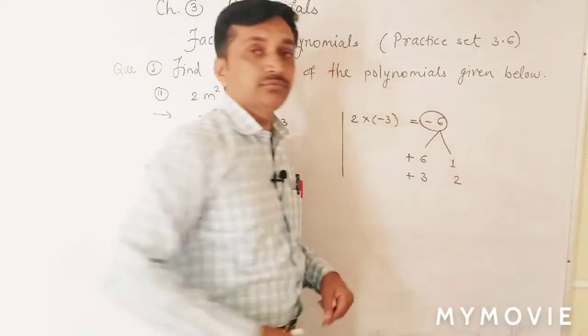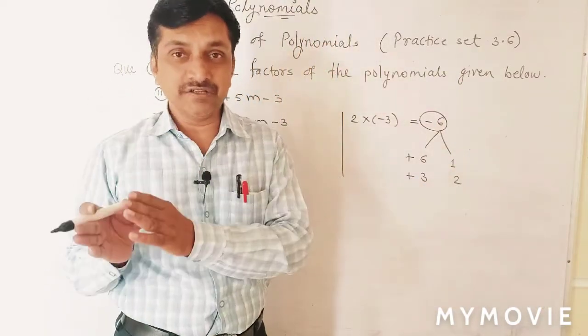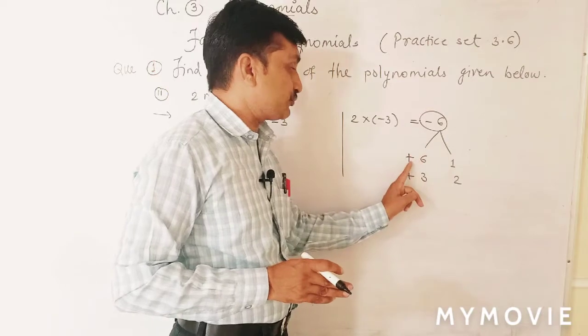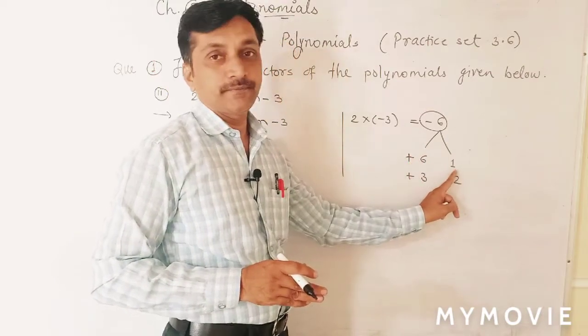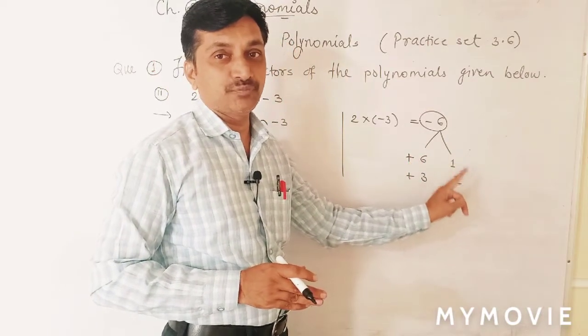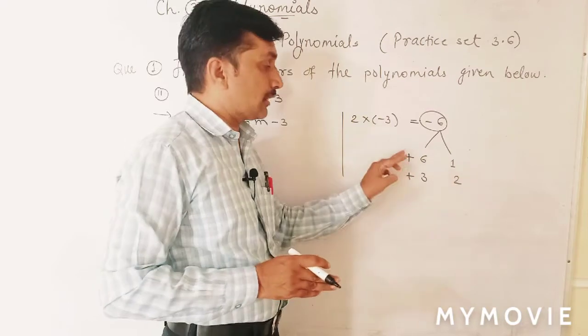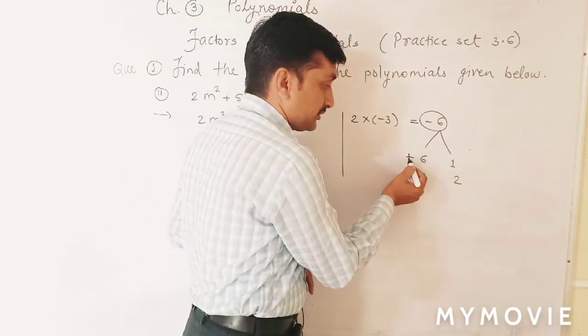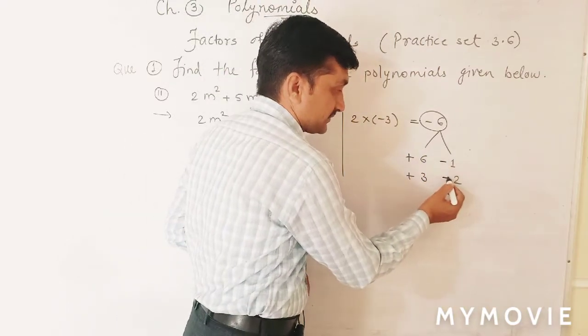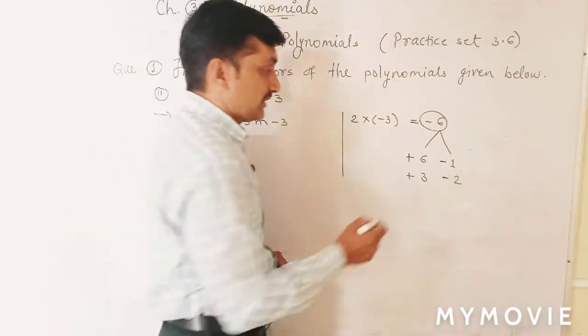Product is negative. If the product is negative, write the opposite of bigger here. Means the sign of the smaller will be opposite of bigger. Bigger signs are plus, opposite will be minus. Now let's add them.